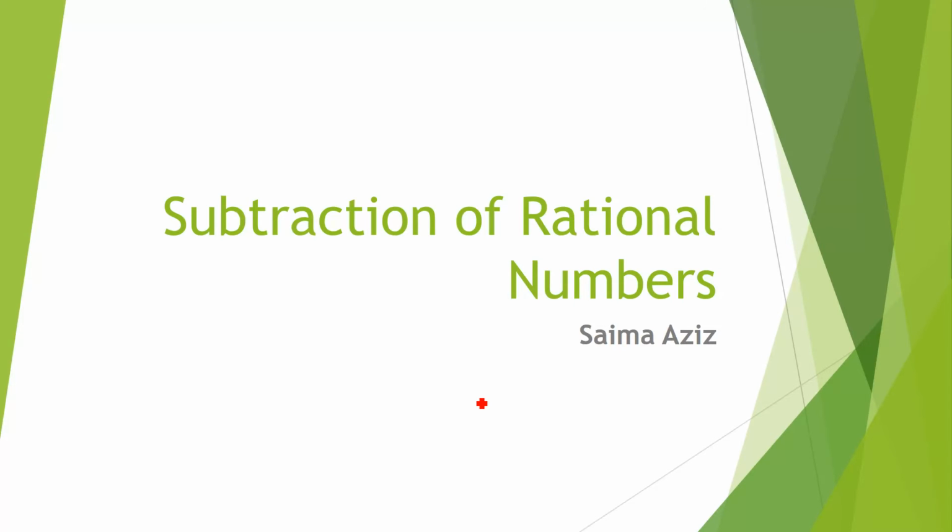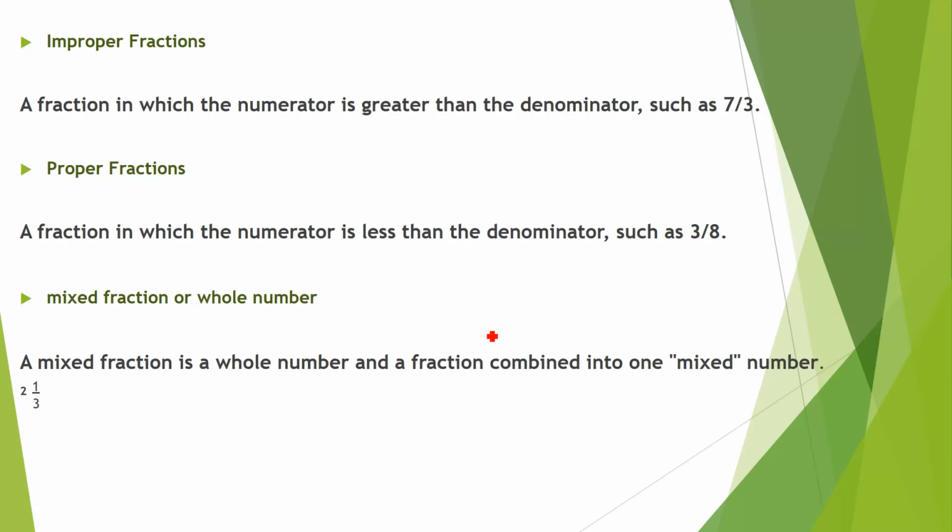In this lesson, I will explain to you subtraction of rational numbers. But before we start, I will explain that there are three different kinds of fraction. The first is improper fractions, the second is proper fractions, and the third is the mixed fraction or whole number. So we will discuss one by one.